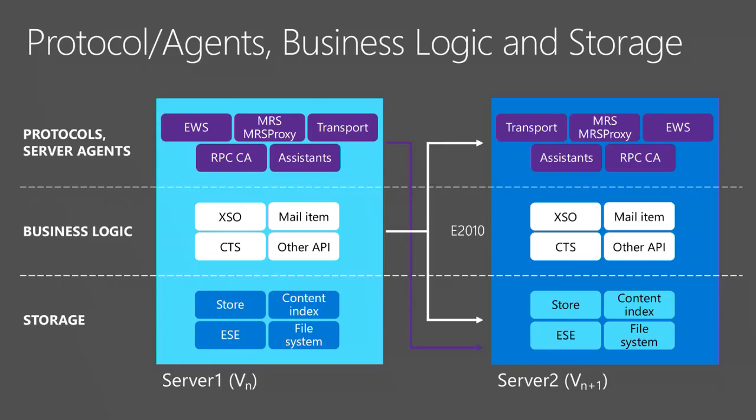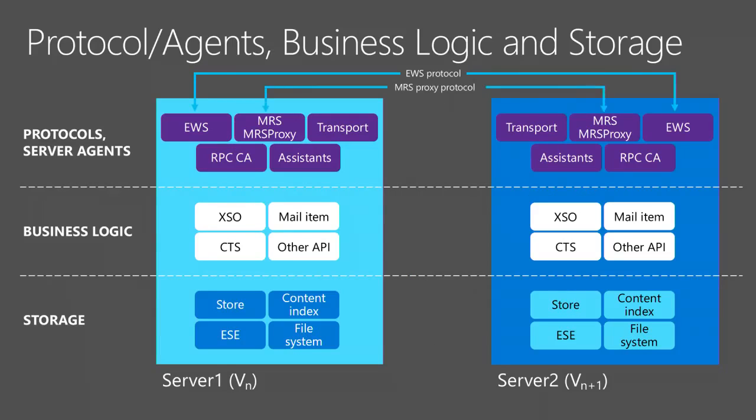And so what we did in 2013, we changed the architecture such that if this server, which was version X, needed to talk to this server, which was, say, version X plus 1, a slightly later version, instead of crossing those layered boundaries and therefore running into cross-version functionality issues, now we force them to talk to their counterparts in that other server. So EWS talks to EWS, transport talks to transport, and so forth. Transport will never talk to store on another server. That type of communication is now banned in both 2013 and 2016.